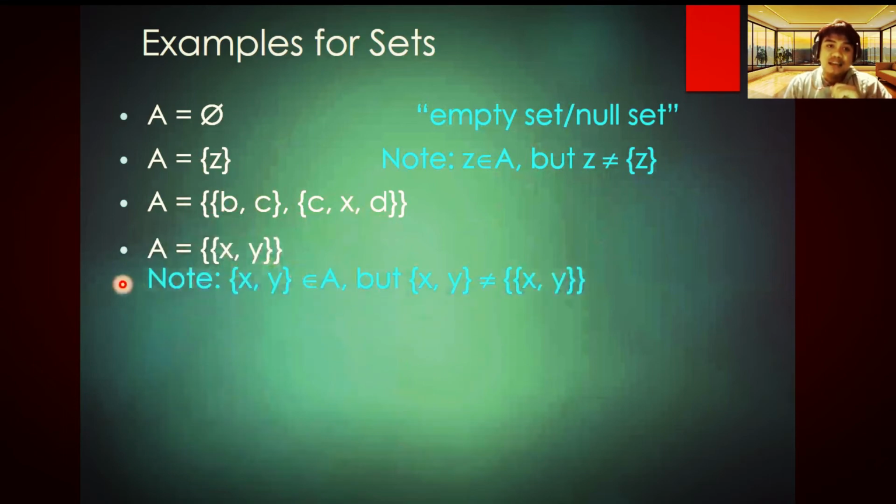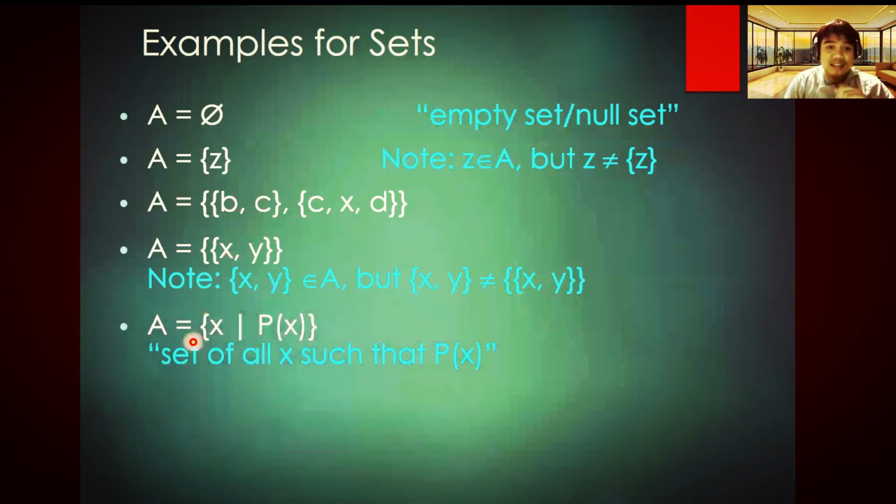And then we have here set A for the 40th example. So meron tayong set na may lamang set that contains x, y. So note that set xy is an element of A, but xy is not equal to the set that has set xy. So yeah, I hope this is clear to you.